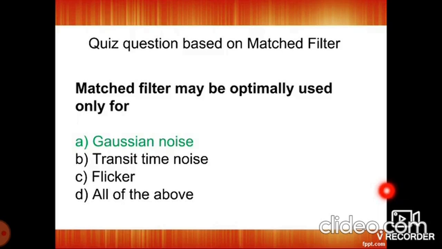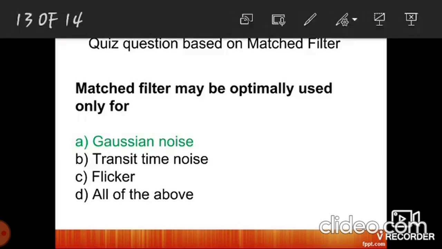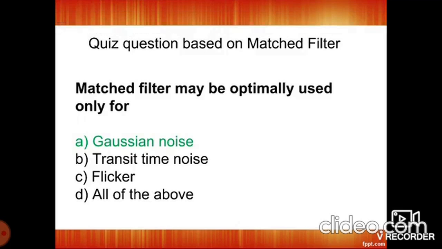Here we have one quiz question based upon matched filter. Matched filter may be optimally used for Gaussian noise, transit time noise, flicker noise, or all of the above. As we said earlier, the answer is A. Matched filter is used for Gaussian noise only.